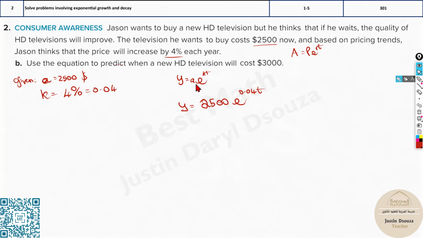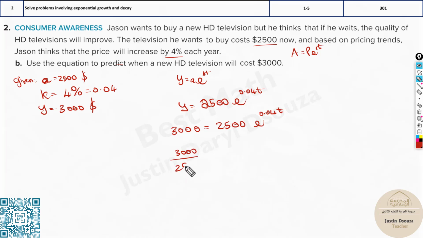Use the equation to predict when a new HD television will cost 3,000 dirhams. So when will it cost? The final cost after a certain time is always y. It's $3,000. So when will this be 3,000? 3,000 equals 2,500 e to the power 0.04t. All you need to do is find the t value. You can put this directly in the calculator and get it, but let's do some steps. I'll take this to the other side. It'll be 3,000 divided by 2,500, that is equal to e to the power 0.04t. And now take ln on both the sides.